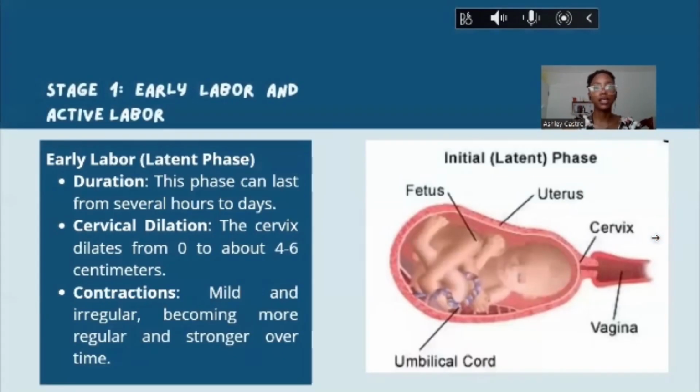First stage, early labor and active labor. Early labor, latent phase. Duration: this phase can last from several hours to days. Cervical dilatation: the cervix dilates from 0 to about 4 to 6 centimeters. Contractions: mild and irregular, becoming more regular and stronger over time.